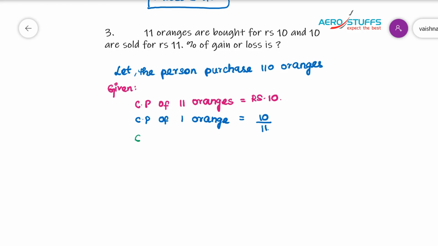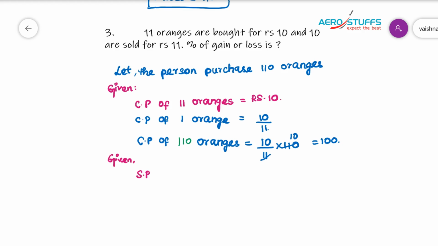What is the cost price of one orange? It is 10 by 11. Now the cost price of 110 oranges. Why? Because I am imagining that I am getting 110 oranges. Now the cost price of 110 oranges will be 10 by 11 into 110. It is 100 rupees. So the cost price of 110 oranges is 100 rupees.